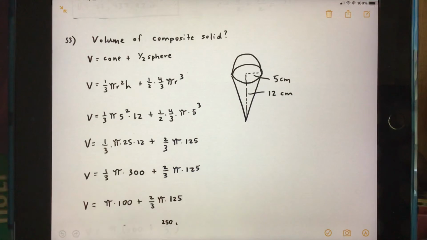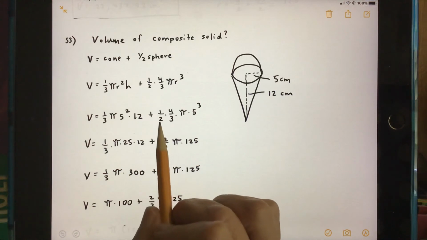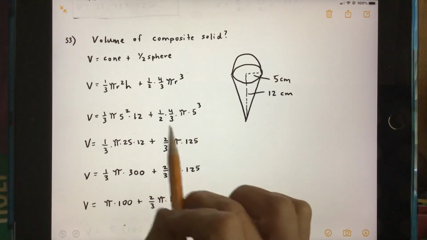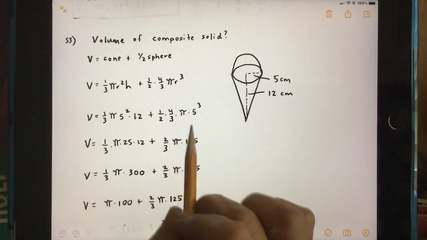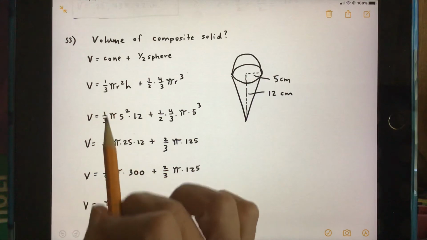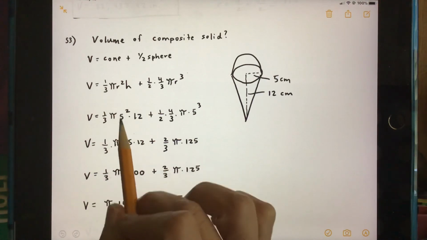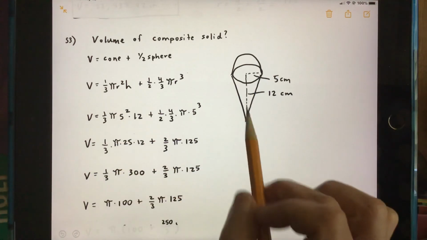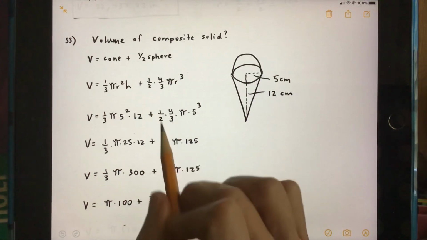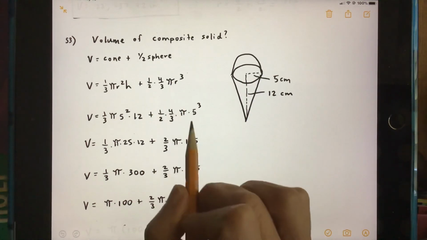There's always going to be a third left of whatever the solid was before it was sharpened down to a point. And over here, the 1/2 comes from the fact that we are finding half of a sphere, so 1/2 of the sphere. So that's 4/3 times pi times our radius cubed. So putting all the numbers in, 1/3 times pi times 5 squared for our radius times 12 for the height. We're given that information here. Height is 12, radius is 5. Plus 1/2 times 4/3 times pi times 5 cubed.